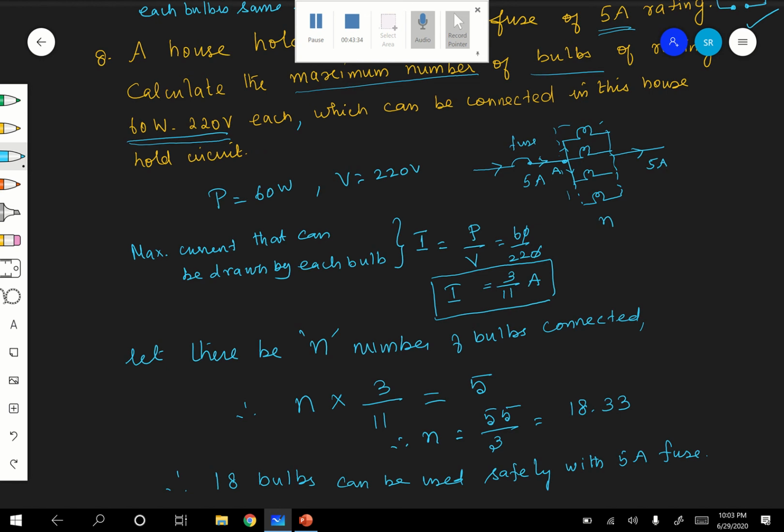The maximum current that each bulb can withstand is only 3 by 11. Therefore, with 3 by 11 as the maximum current rating, 3 by 11 into n should be equal to 5 amps. Therefore, this is the case. Are you following? Therefore, 18 bulbs can be used safely with a 5 amp fuse. Hope you are following, children. Okay.